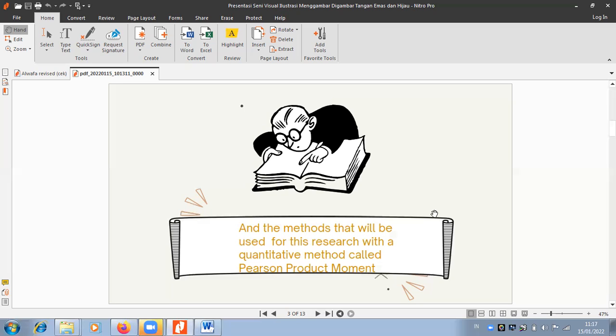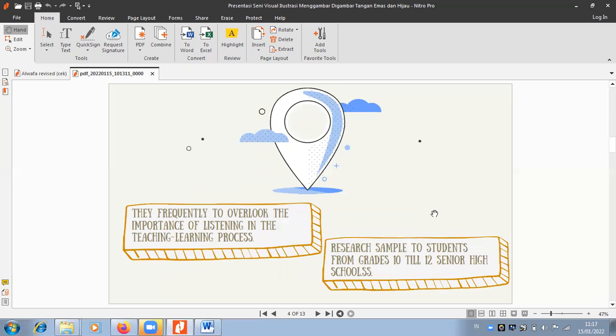And I hope that the findings of this study will help teachers motivate their students to improve listening and speaking skills, as well as provide input to create opportunities and a diligent curriculum for teachers who want to solve the problem of listening comprehension, particularly for English as a foreign language students. The research took place at senior high school for two reasons. The first is that they frequently overlook the importance of listening in the teaching and learning process. And second, the research sample is students from grade 10 to 12 of senior high school.